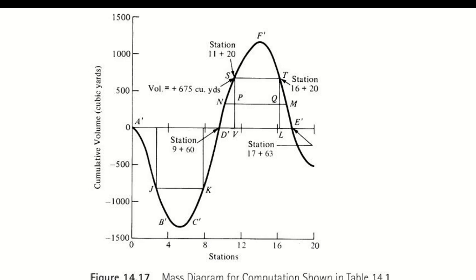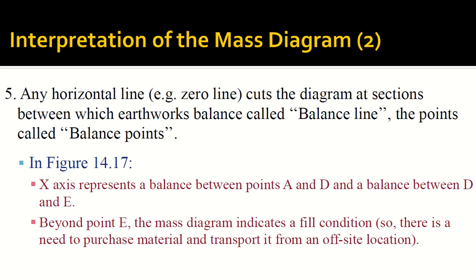If I just take this value, which is almost 500, I need 500 cubic yards of material on the site at the end. But I don't need it everywhere, right? I need it at the end. So that's why the mass haul diagram is important.